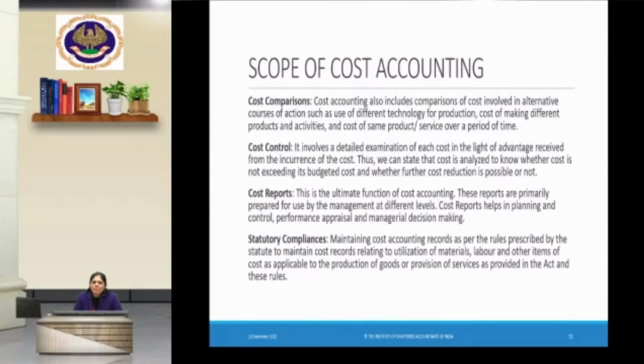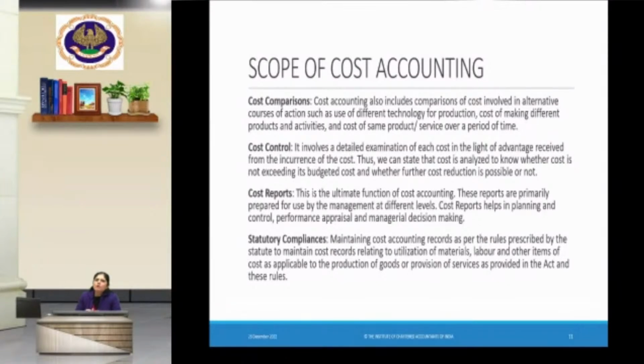All right. Cost control, I've explained in detail. So again, just have a brush up of this concept. Cost control: detailed examination of each cost in the light of advantage received from the incurrence of the cost. Thus, we can state that cost is analyzed to know whether cost is not exceeding its budgeted cost.